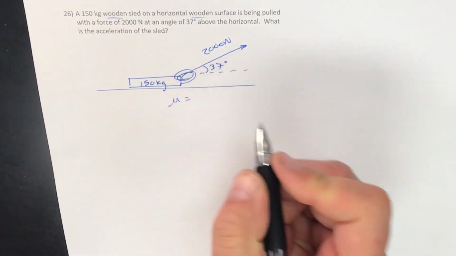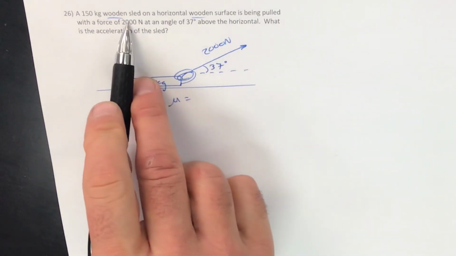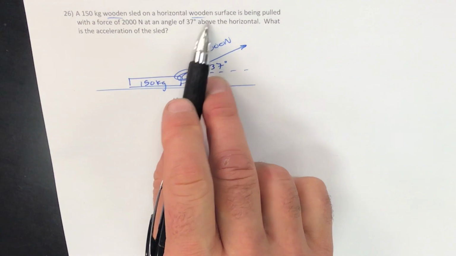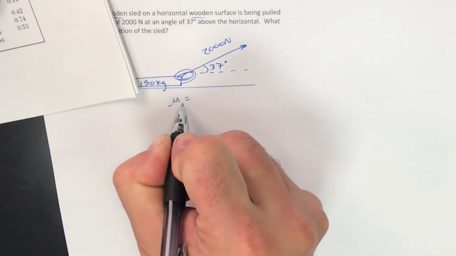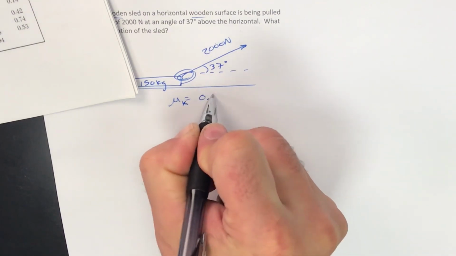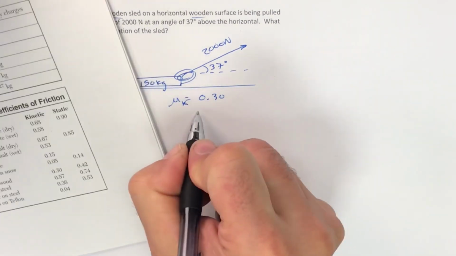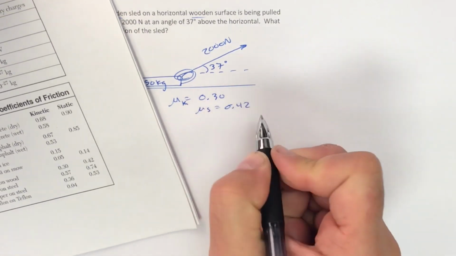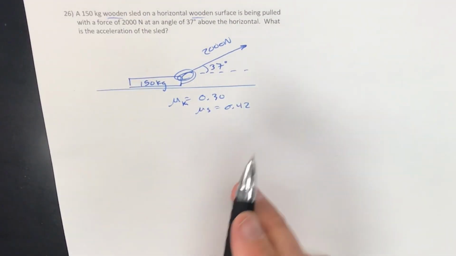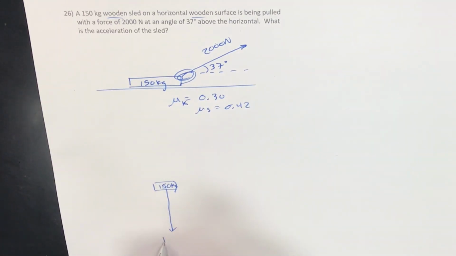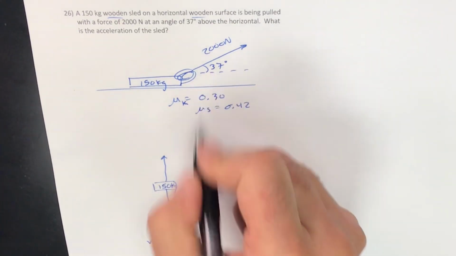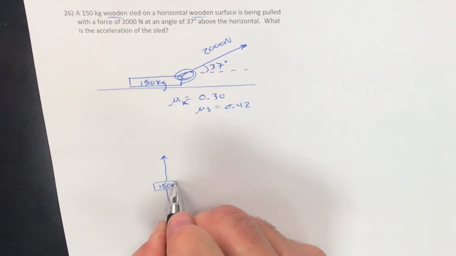The coefficient of friction in this case would be, let's see, wood on wood. The coefficient is kinetic 0.30, and the static is 0.42. Okay, got those numbers right there. Then 150 kilograms, weight 1,500 newtons. Normal force. Oh, wait, it's not the same because this thing is pulling up a little bit.